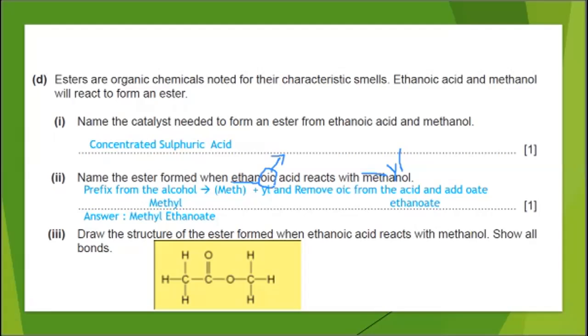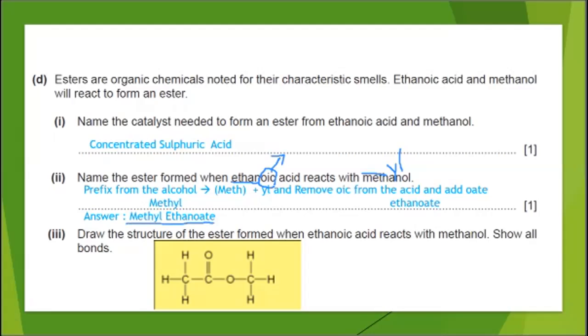We take the prefix of both the acid and the alcohol. For the alcohol, we add YL to it, and then to the acid, we add OATE to it. So it becomes methyl ethanoate. Right? When we come across esters and alcohols, we'll come across this again. But I saw the question there and I decided just to put it in so that you have exposure to this type of question.